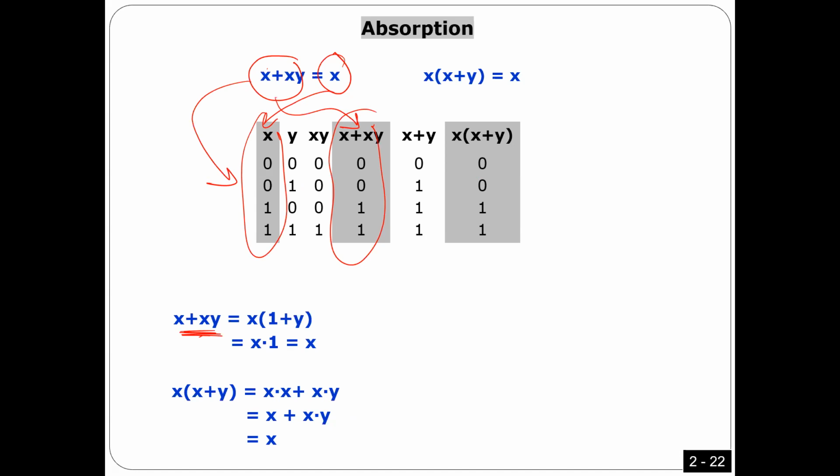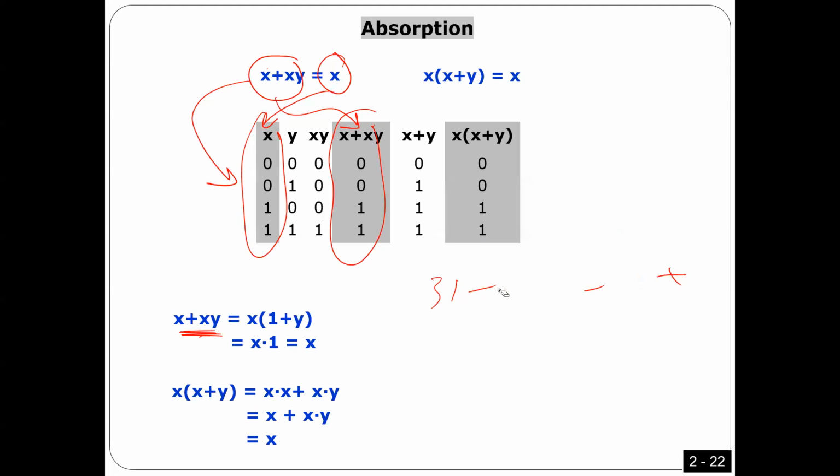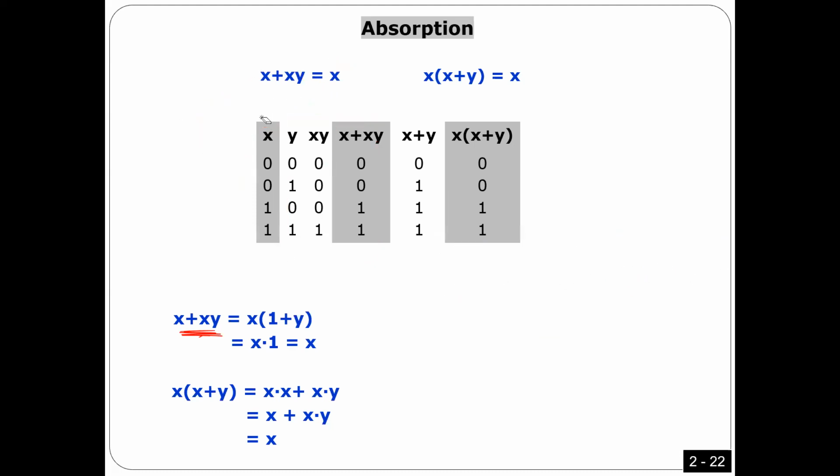You know, in normal algebra, when you had something like 3x plus 3 plus 7x plus something here, you can also apply some algebra manipulation to simplify it or to prove something equal to another thing. Anyway, so let's look at the second one here. This is the dual. So this one is actually the dual of this one. Okay. So can you see here?